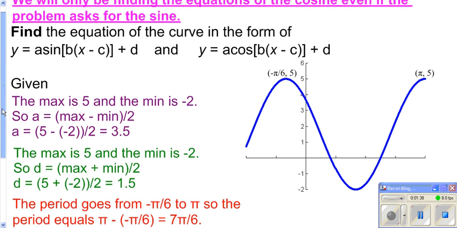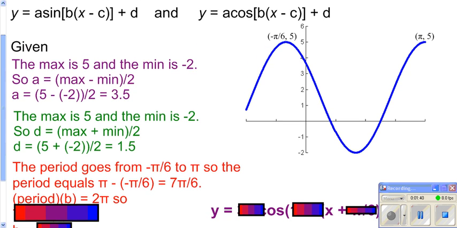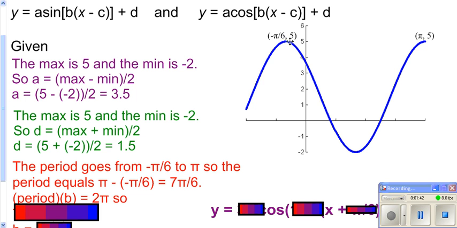We also need to go ahead and find our period. Well, our maximum to our maximum would be one complete period. When we go ahead and go from here over, we know that's pi. When we go from here this way, that's a sixth of a pi. So from a pi to a sixth of a pi, it's pi minus a sixth of a pi. We get 7 pi over 6.